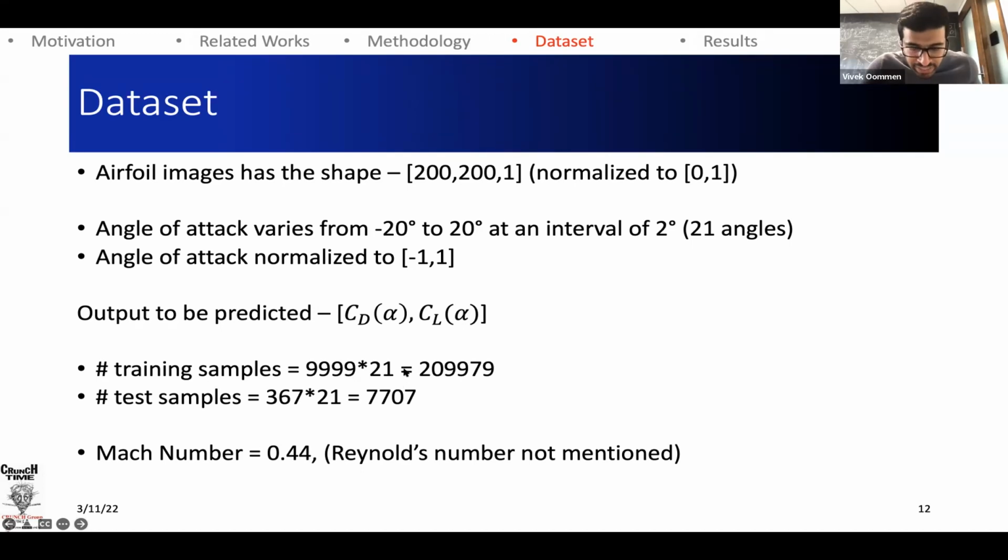If you see the number of training samples, you have 9,999 unique airfoil profiles because of different icing patterns, and each of them is subjected to 21 angles of attack. Similarly, for test, there are 367 times 21 test samples. In the paper, they said that for generating the data, they considered a Mach number equal to 0.44, but they haven't mentioned what Reynolds number they used.